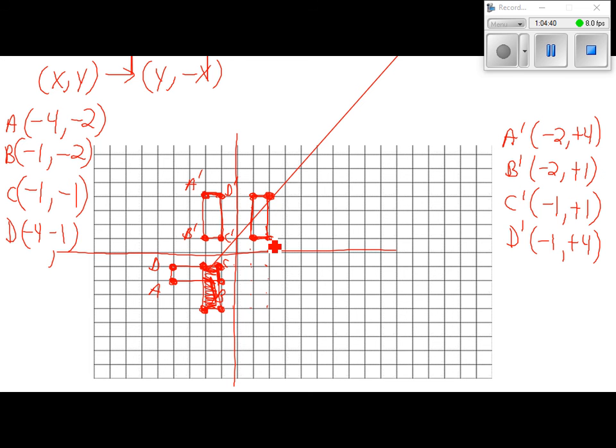Now, after all that, did they care about the graph? Did they say graph all that? No, what'd they say? Give the new coordinates. So we need the coordinates for that shape right there. What's the coordinates of that point? 1, 1. What's the coordinates for that point? 2, 1. What's the coordinates for that point? 1, 4. What's the coordinates for that point? 2, 4.